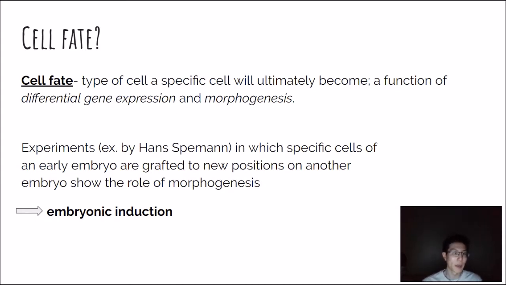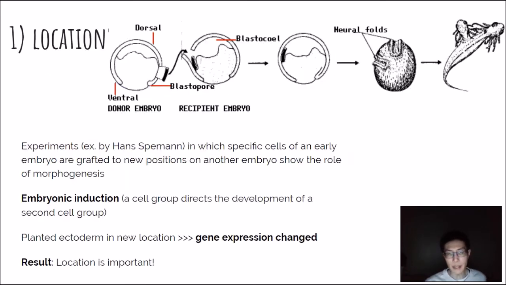What's really fascinating is that there are experiments done by this gentleman over here, Hans Spemann, where he took specific cells of an early embryo and grafted them to new positions on another embryo to show the role of morphogenesis. So we're really talking about embryonic induction. Embryonic induction is when a group of cells induces or directs the development of a second group of cells, which is quite fascinating.